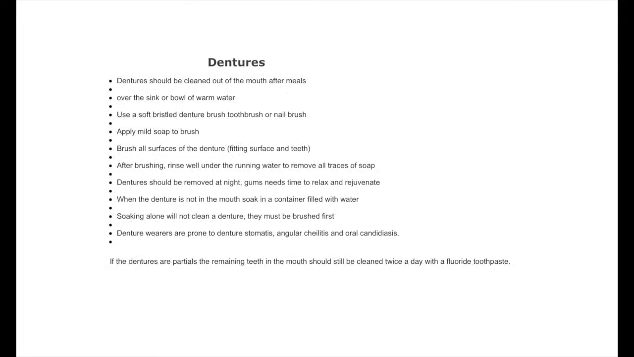Next, we will look at how to care for dentures. Dentures should be treated like normal teeth, but cleaned out of the mouth twice a day and after meals if necessary. The steps are shown here on this slide, but now a short video will be played by Tracy, our oral health promoter, on how to clean a denture.